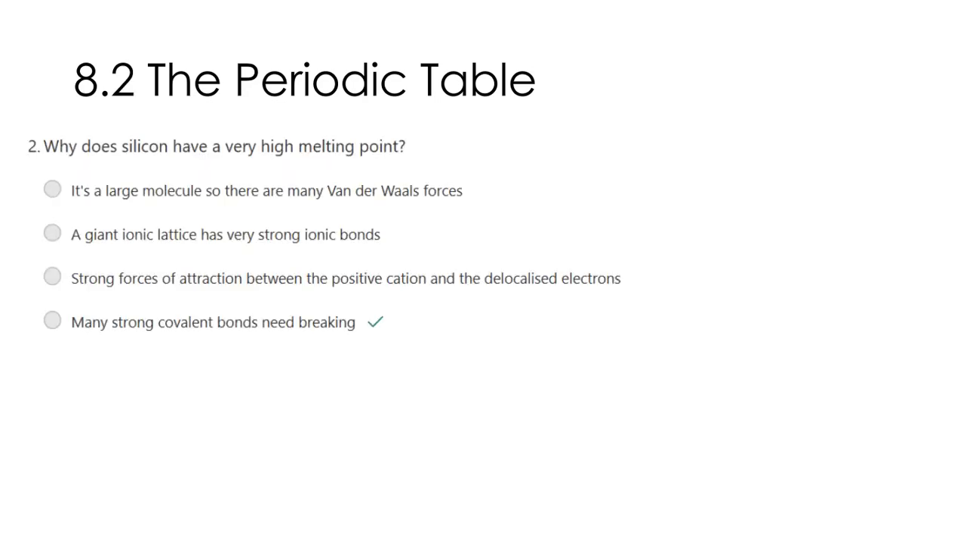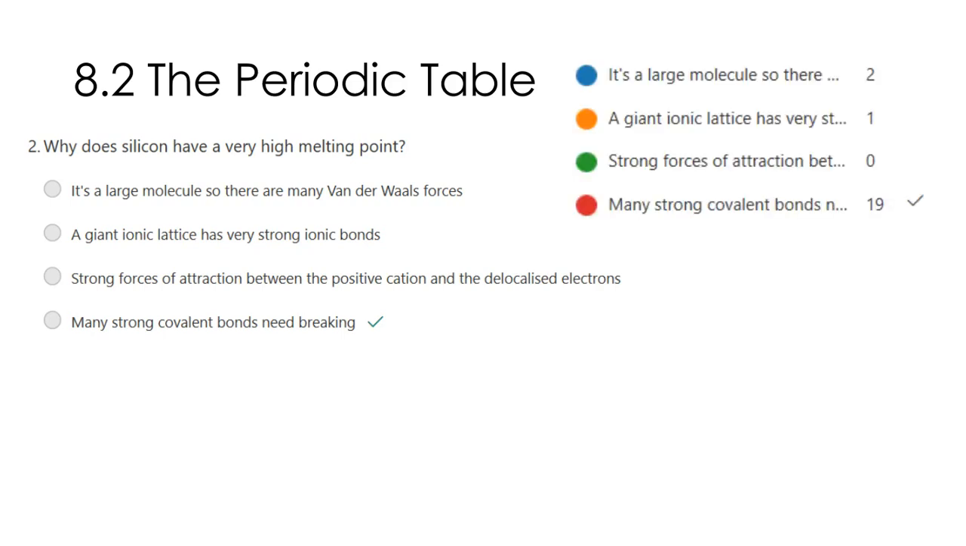For 8.2, the periodic table, a few of you struggled with the question, why does silicon have a very high melting point? The correct answer is that silicon is a giant covalent structure, and therefore there are many strong covalent bonds that need breaking. Most of you got this answer.